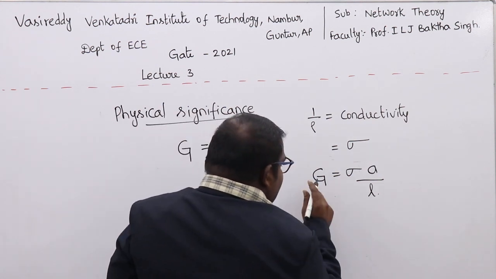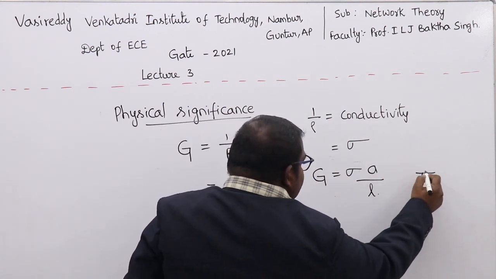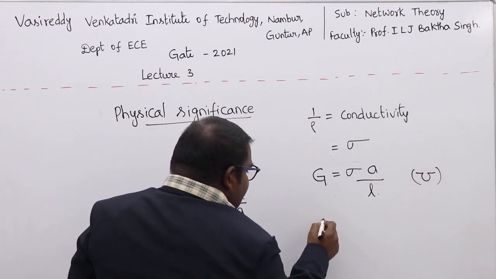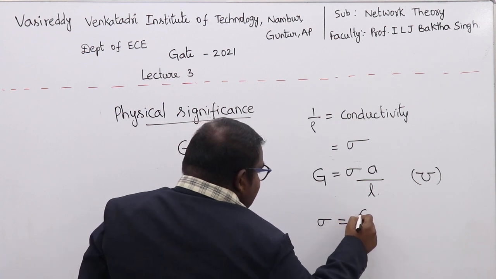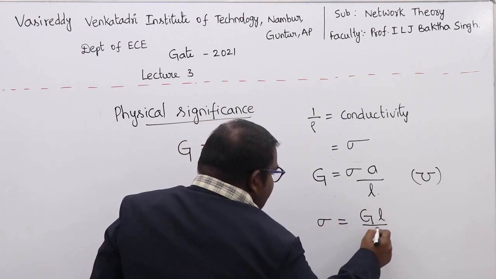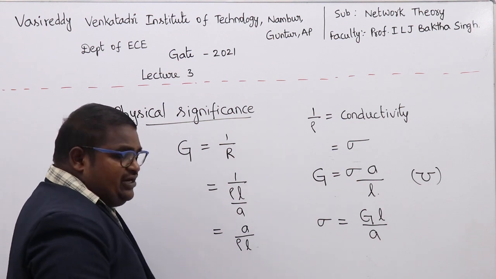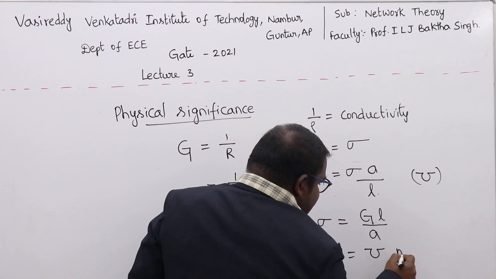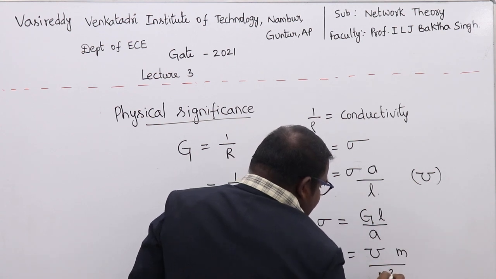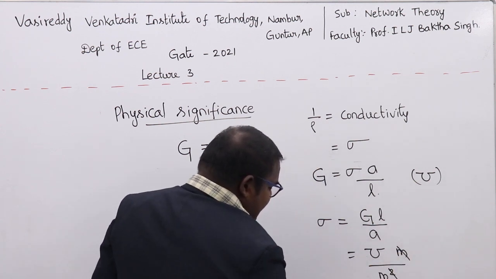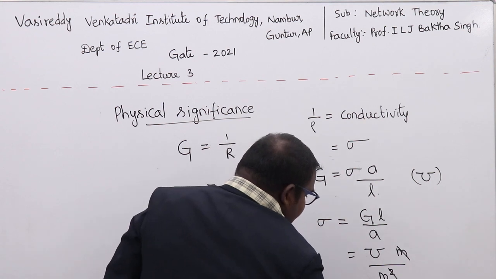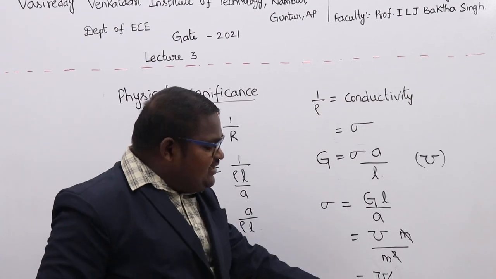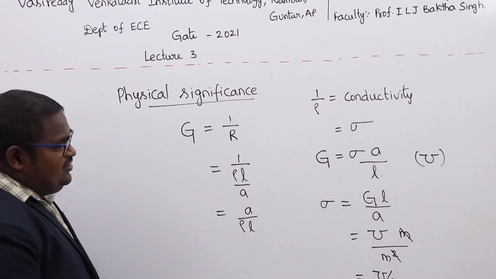Now the unit for conductance is mho. Then what is sigma? Sigma is equal to G L by A. So the units are mho, meter by meter square. Meter gets cancelled, then it is mho per meter. Therefore, the unit of conductivity is mho per meter.